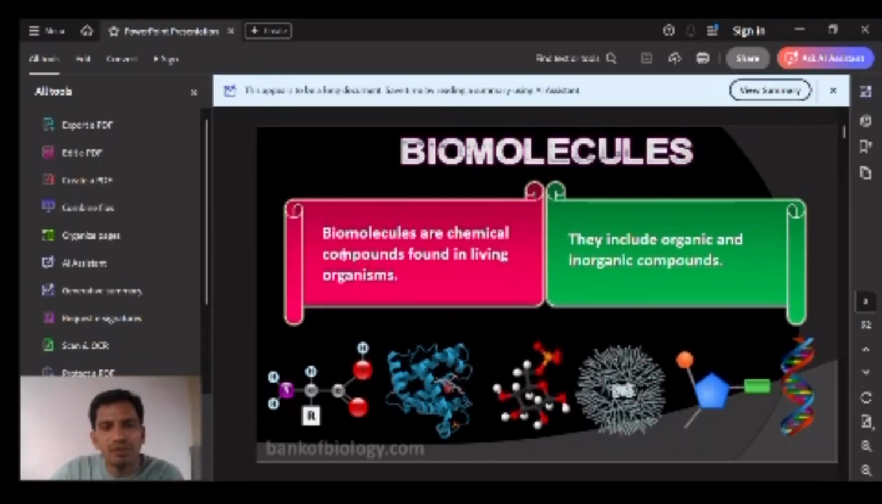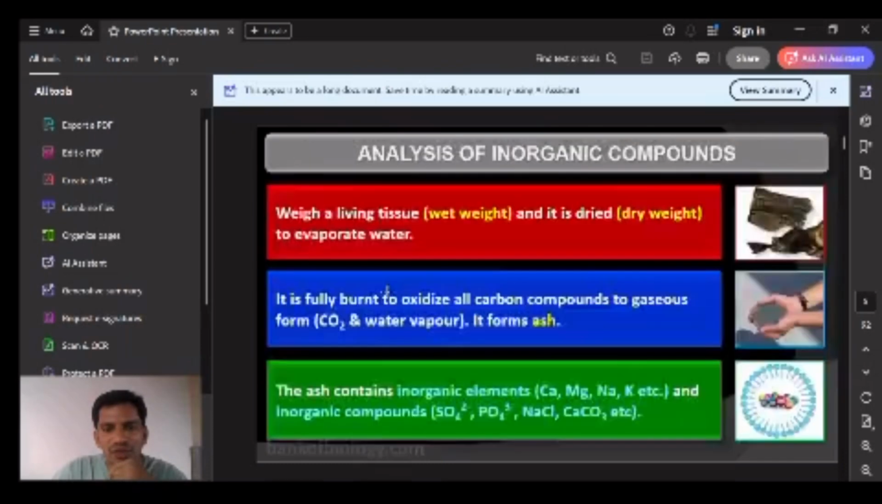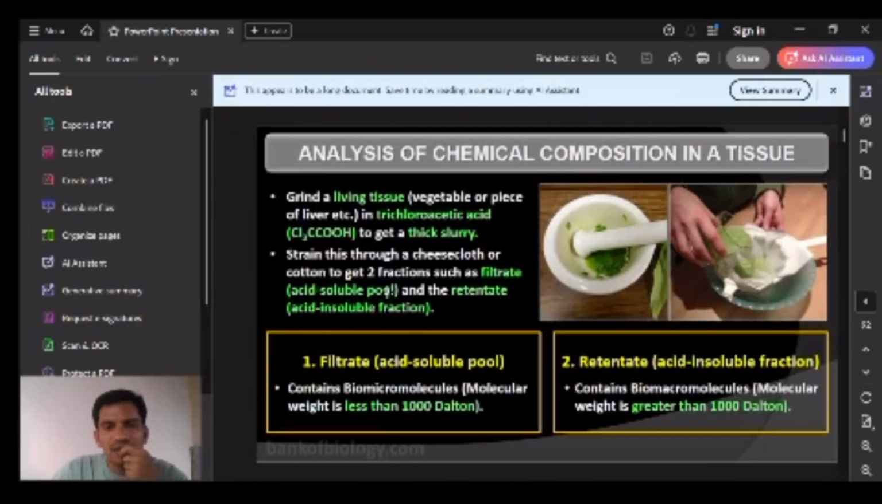So what is a biomolecule? Biomolecules are the chemical compounds found in all living organisms, and they include organic and inorganic compounds. To do the chemical analysis of a particular biomolecule, we can get the biomolecule from plant or animal material. Simply, we can say tissue, right?